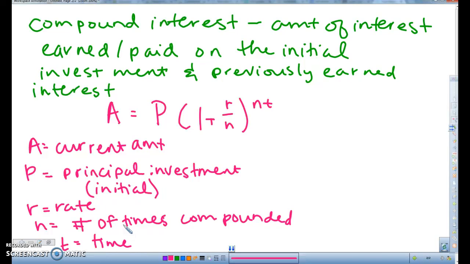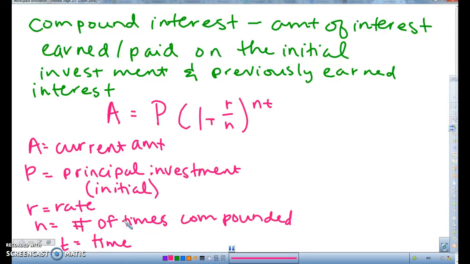And the difference there is, you know, I may leave my money in my account for 8 years and it's compounded monthly. Okay, so monthly would be 12 times a year, or N equals 12, and then my time would be the number of years I leave my money in the account. Okay, so this formula would be really, really good to know, as well as the exponential growth formula we saw on the other slide.